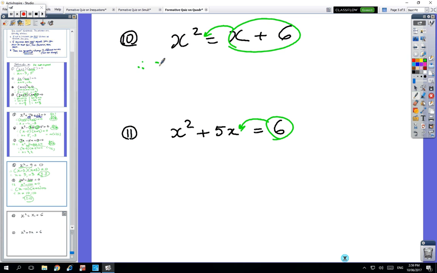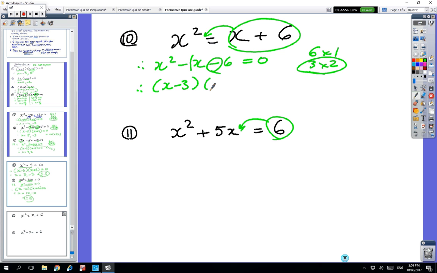Okay, so the next line is x² - x - 6 = 0. It's a minus at the back, so it's one of each. Numbers are 6 times 1, 3 times 2. We have to use the 3 and the 2 because we need to get a difference of 1. So it's going to be (x - 3)(x + 2) = 0. And so the answers are positive 3 and minus 2.